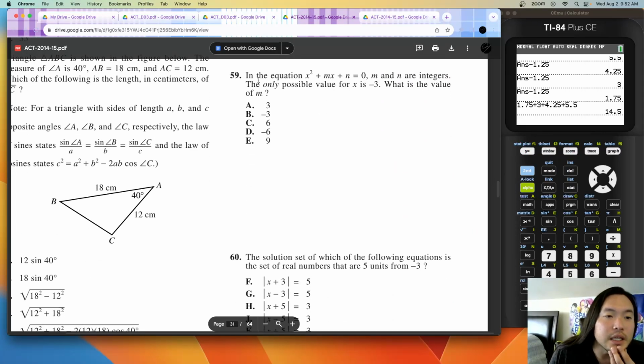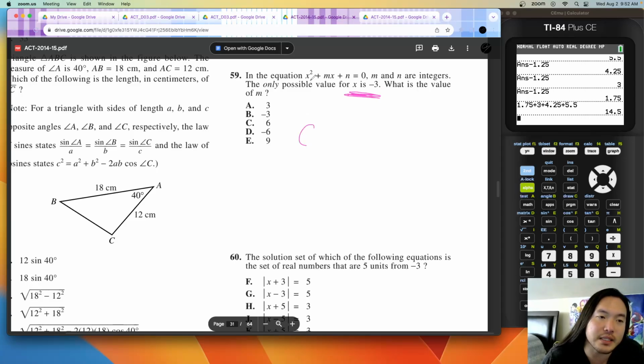Almost done. In the equation x squared plus mx plus n equals 0, m and n are integers. The only possible value of x is negative 3. What is the value of m? Okay, so this one's a very interesting problem. We have this x squared plus mx plus n, and they're saying that the solution for x is negative 3. What does that mean?